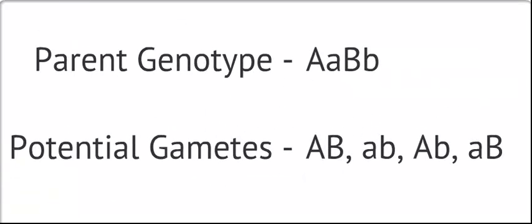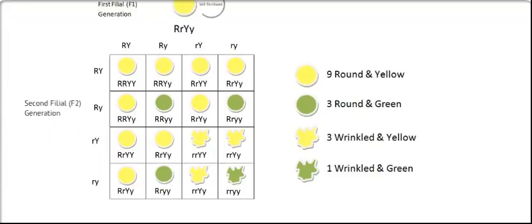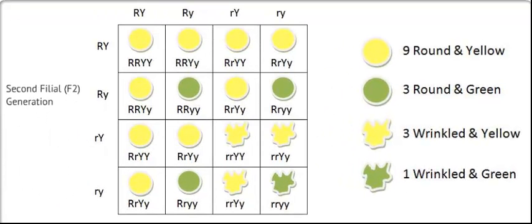As an example, if a parent is heterozygous for two genes, the A gene and the B gene, when that parent forms gametes, we expect equal frequencies of the gametes, capital A and capital B, little a and little b, capital A and little b, little a and capital B. This is what Mendel saw, and this was the reason for the 9:3:3:1 ratio that he saw in his dihybrid cross.